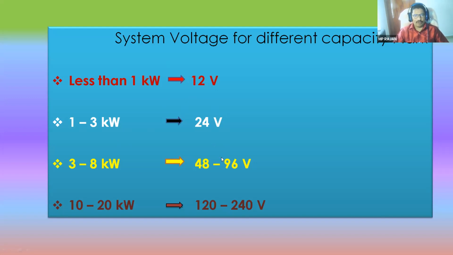Variation is also possible. In some places I have seen a 12 volt supply being used even for 1 kilowatt. Normally our battery voltage is 12 volt. So if you want a 24 volt system, 2 batteries should be connected in series. To avoid that, sometimes for 1 kilowatt we use a 12 volt system.